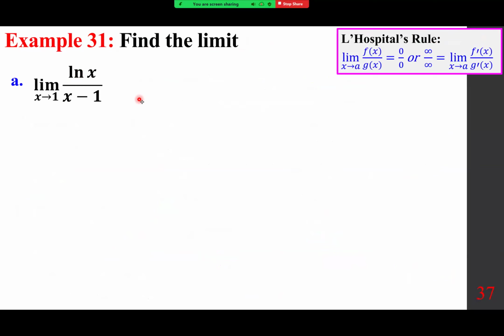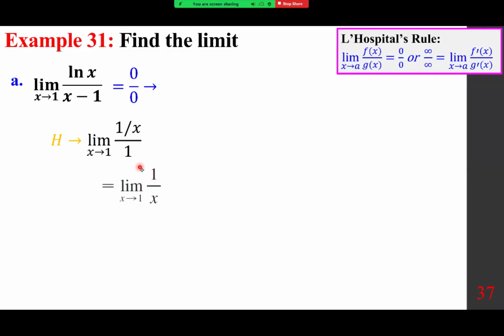Find the limit. You can use any method. One method that has been discussed now, and you can use it, is L'Hopital's rule. But you cannot use L'Hopital's rule unless you prove the answer is 0 over 0 or infinity over infinity. If I put 1, I get ln 1 over 1 minus 1, which makes it 0 over 0. Now I can use L'Hopital's rule, and the notation is H. The derivative of the top is 1 over x, the bottom is 1. And so you get the limit of 1 over x as x approaches 1. And if you plug in, you get 1. So again, this is extremely important. You have to prove that.